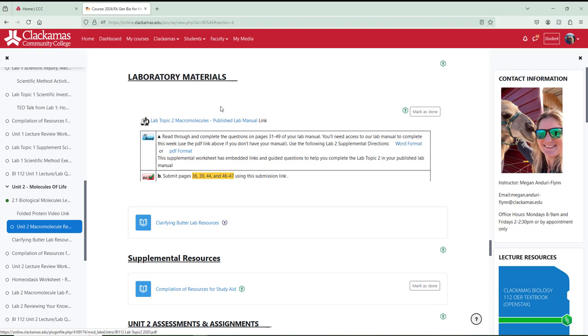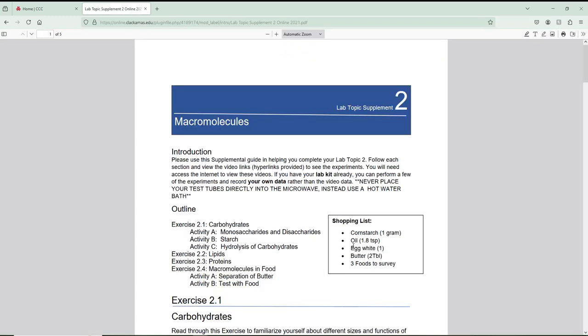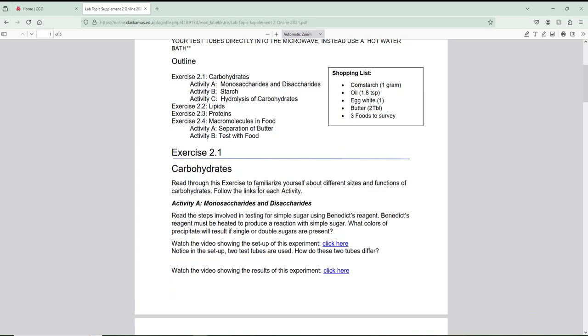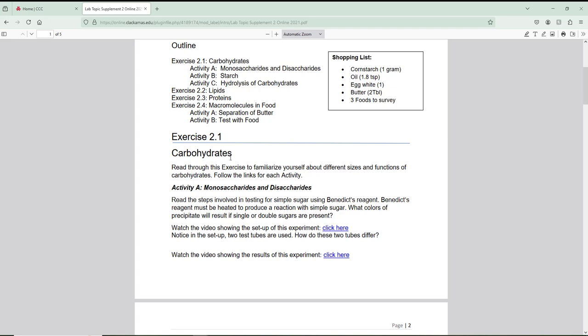So in addition to using your lab manual or downloading the link here, you'll need to download the supplement, either in Word format or PDF format. Just get in the habit of downloading the supplement as well. You'll notice the supplement goes along with the manual, so it'll go with the exercises. So you'll want to have them side by side.